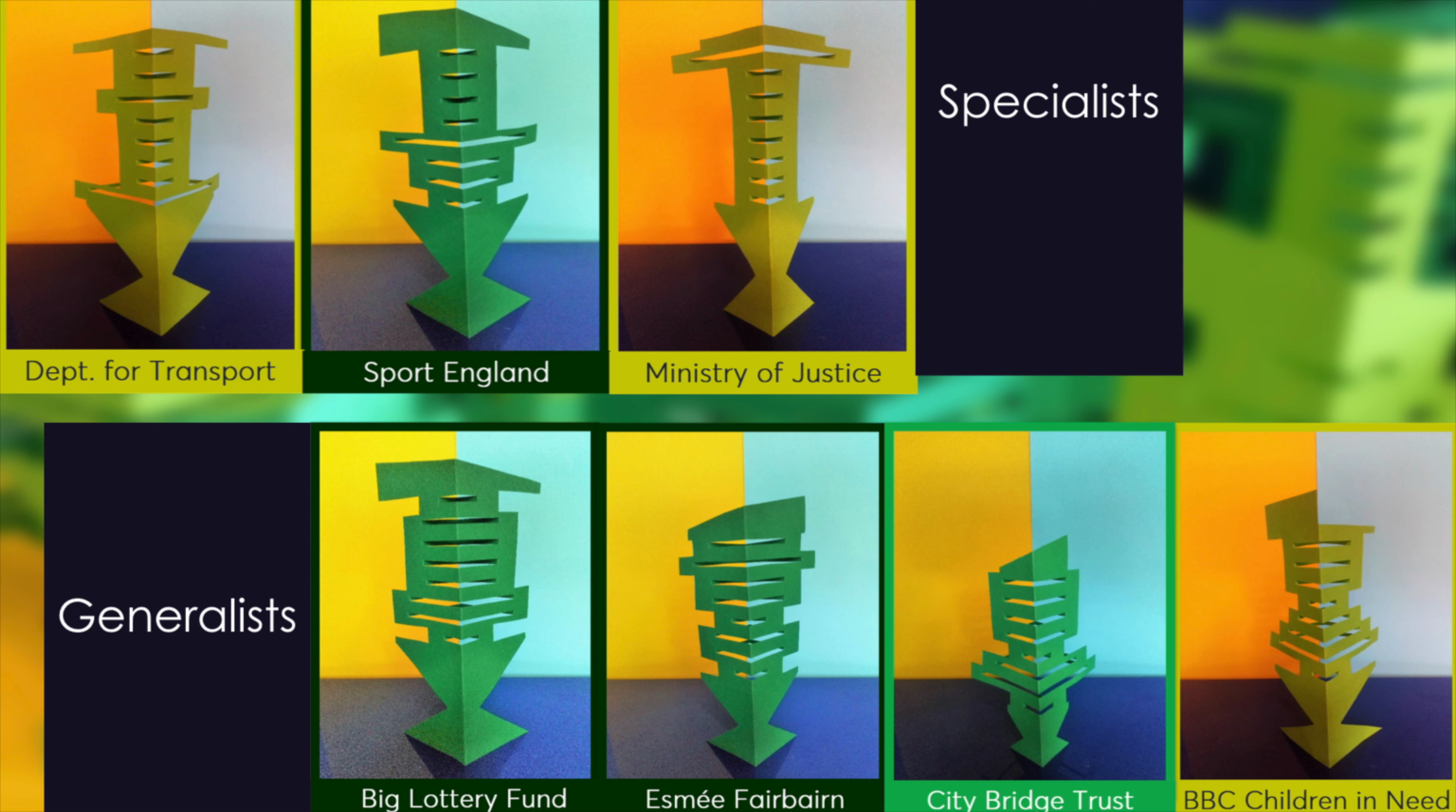And then by comparing the trees, you can spot different approaches to funding. So some funders like Department for Transport, Sport England, Ministry of Justice, they all concentrate their funding on a single theme. And so their trees each contain one branch that's longer than the others. While many other grant funders are more generalist, and their branches are more even in length, and they spread their funding over a variety of different themes.